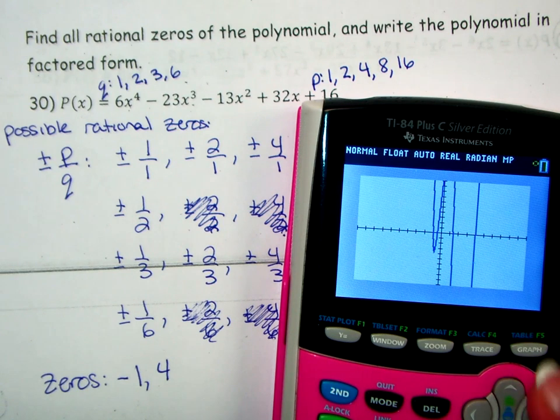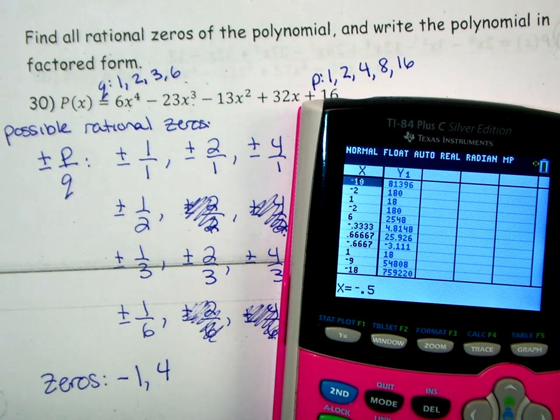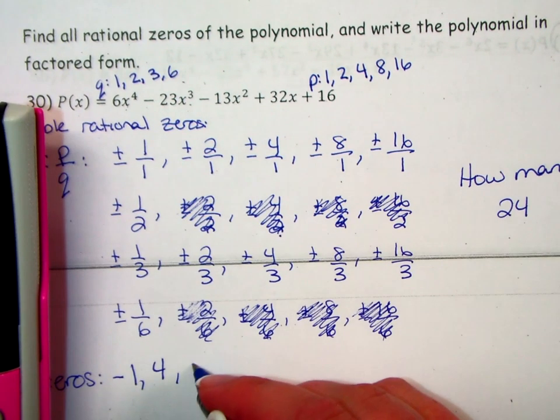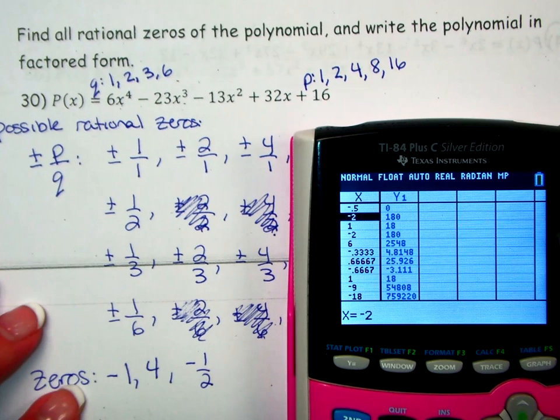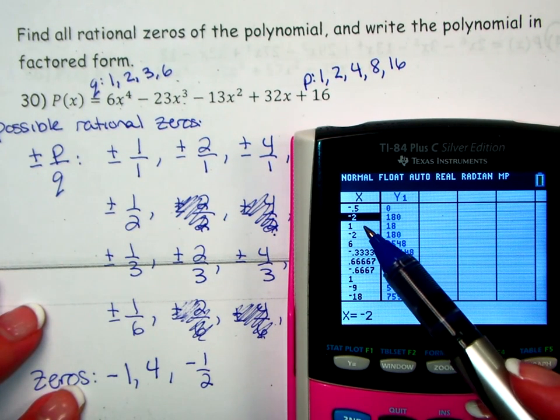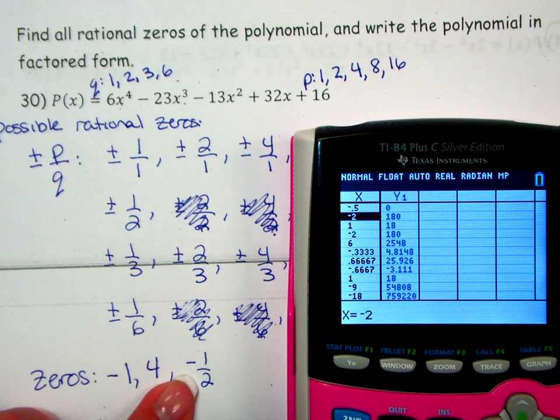So I'm going to go to the table and I'm going to plug in -1/2 just to see if I get a 0. And yes, I did. So I know -1/2 works. If you're on that Meta calculator, just make the change in table a half, and then you can see that you get a y value of 0.